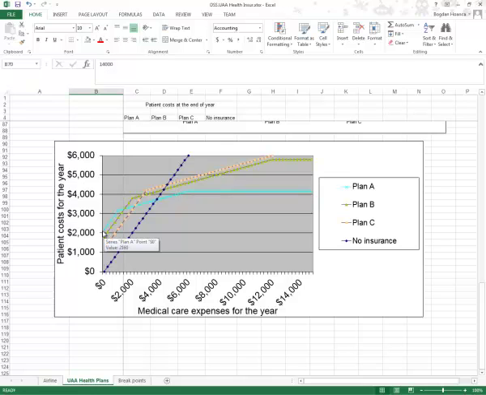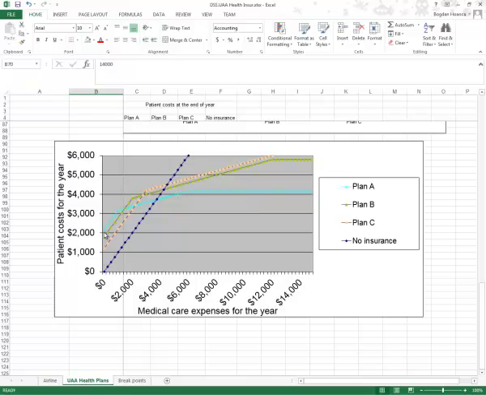Plan A, on the other hand, is the most expensive in terms of the monthly charge, but it reaches its deductible quickly at $1,000. And so you can see that in this portion here, every $100 in medical care expenses comes out of the patient's pocket on top of the annual contribution, 12 times the monthly contribution. Once the patient has paid the deductible, the insurance kicks in, and so for every $100 in medical care expenses, the patient will only have to pay $20 or 20%, and the insurance picks up the rest, 80%.